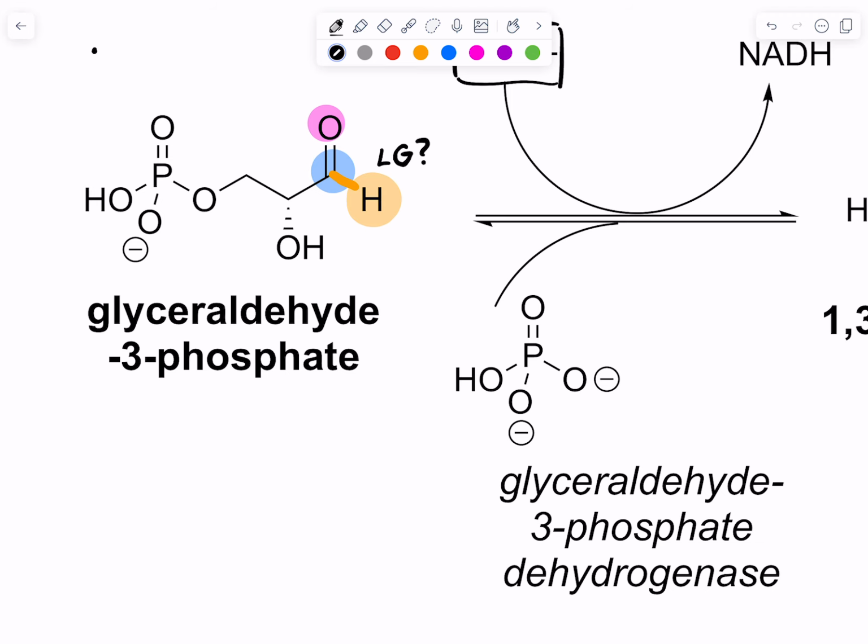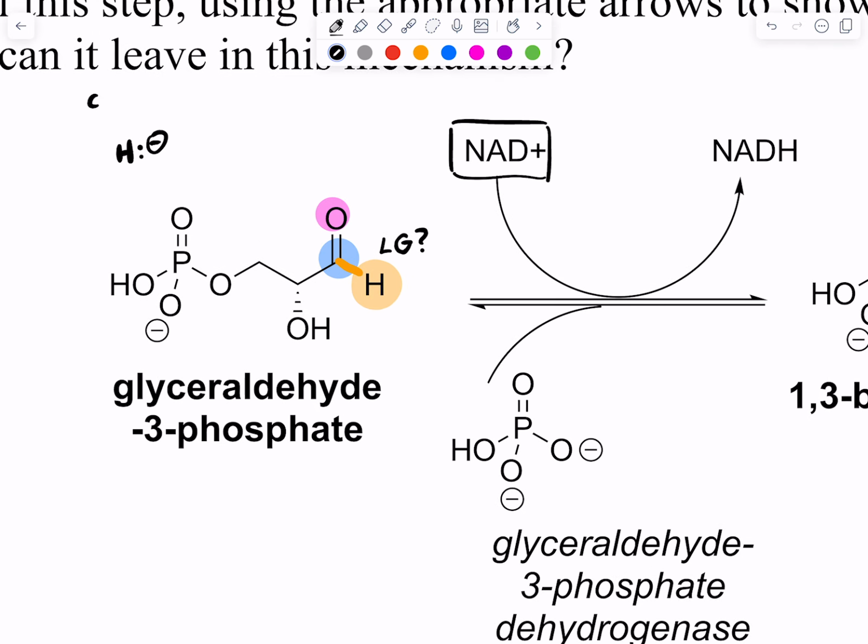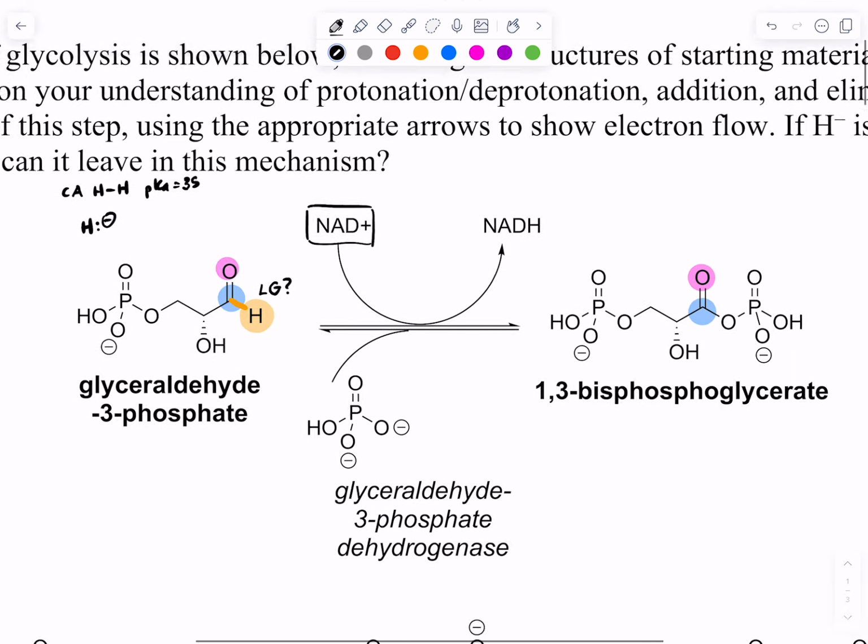H minus is a terrible, horrible, no good, very bad leaving group. You can tell because its conjugate acid is H2 or hydrogen, which has a pKa of 35, astronomically higher than anything we would consider to be a decent leaving group.